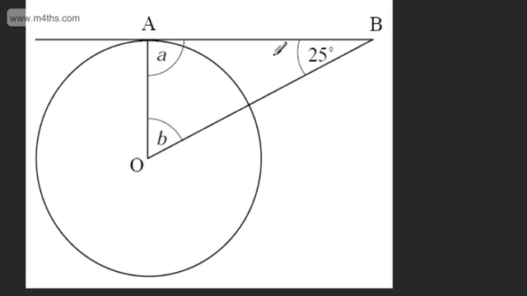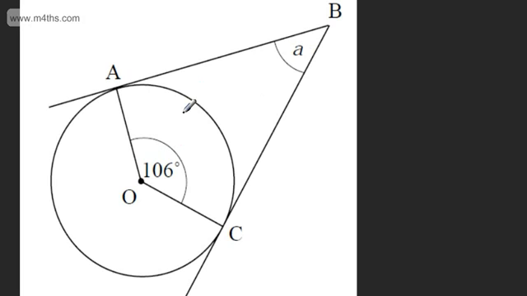Okay. We know a tangent creates a 90-degree right angle. So here we go, tangent, we've got radius. So 90 plus the 25 is 115. So this one must be 65 degrees to make up for 180.